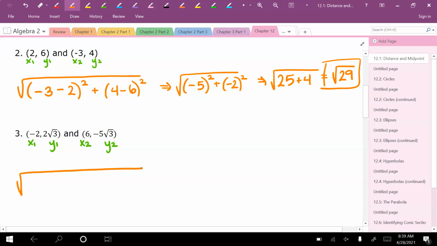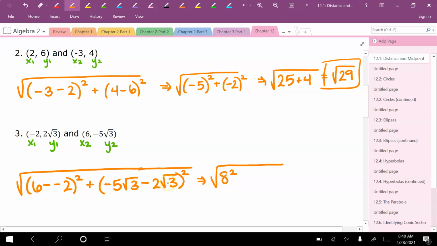Okay, and then underneath the square root sign here, I'm going to do my 6 minus negative 2 squared. So that's normal. That looks like what we were doing. Now for the y terms, they have those radicals attached to them. So I'm going to do negative 5 square root of 3 minus 2 square root of 3. And then that's all squared. So for the first term there, 6 minus a negative 2, that's going to turn into 6 plus 2. So that becomes an 8. So that's 8 squared.